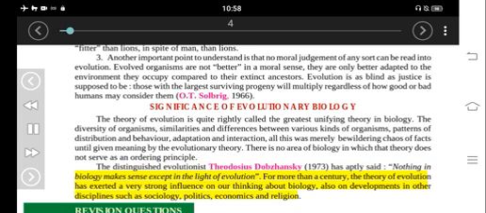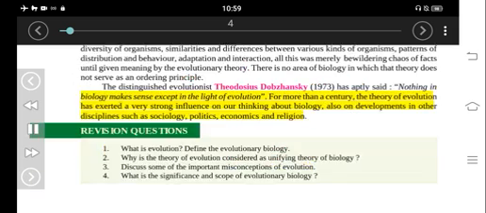For more than a century, the theory of evolution has exerted a very strong influence on our thinking about biology, also on developments in other disciplines such as sociology, politics, economics and religion.